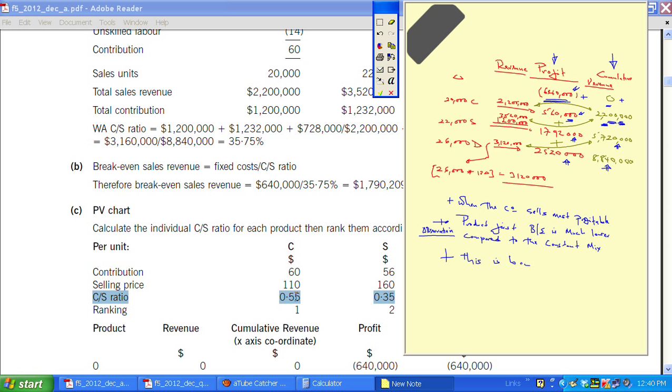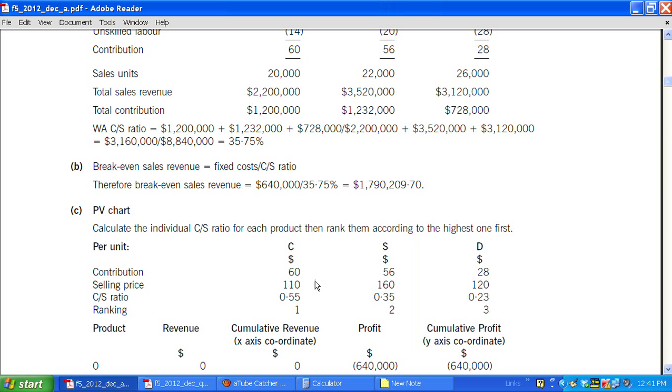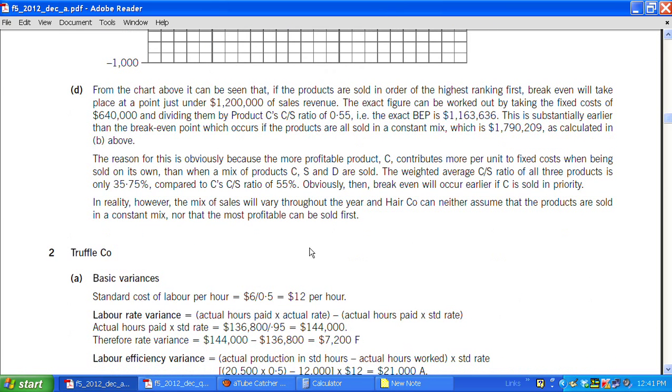This is because product C has a much higher CS ratio of 55% compared to the weighted CS ratio of 35.75%. Okay, so just making that brief remark.